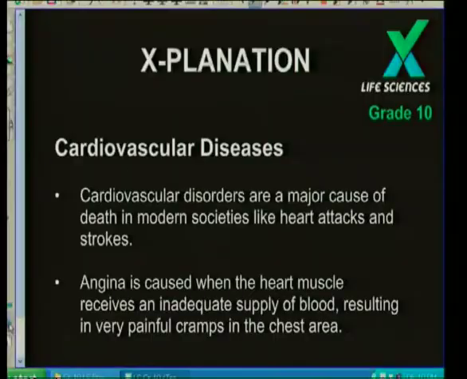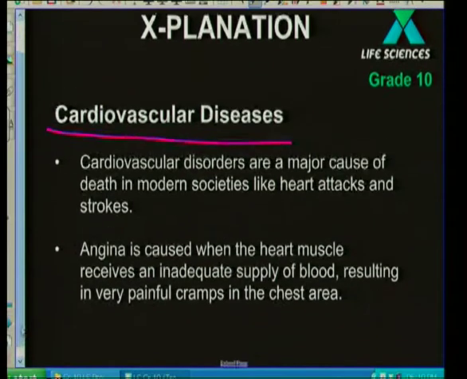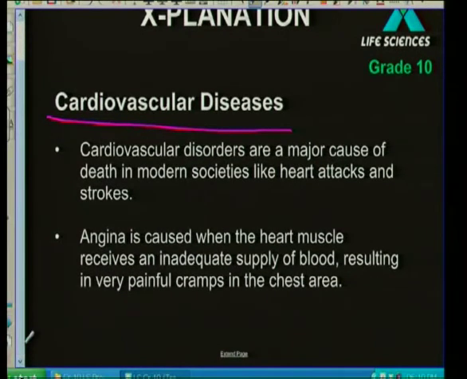Now that we've learned all about this wonderful, most important system in our body, we also need to look at what can go wrong. So today, we move on to cardiovascular diseases. First of all, cardiovascular disorders are obviously a major cause of death in our modern society. And what are they? Heart attacks and strokes are the major guilty party there.